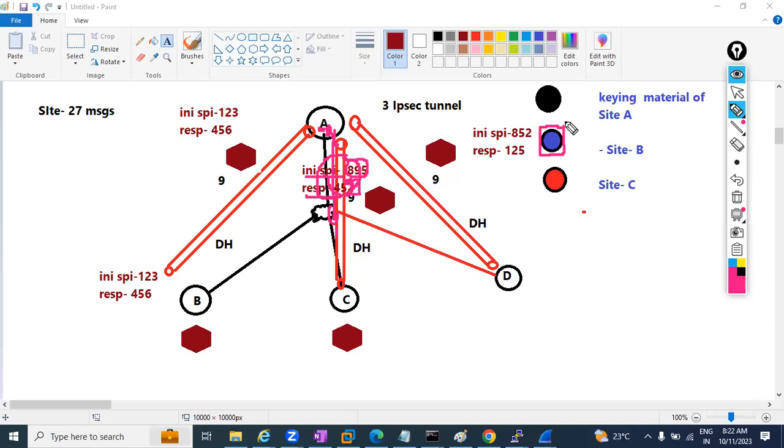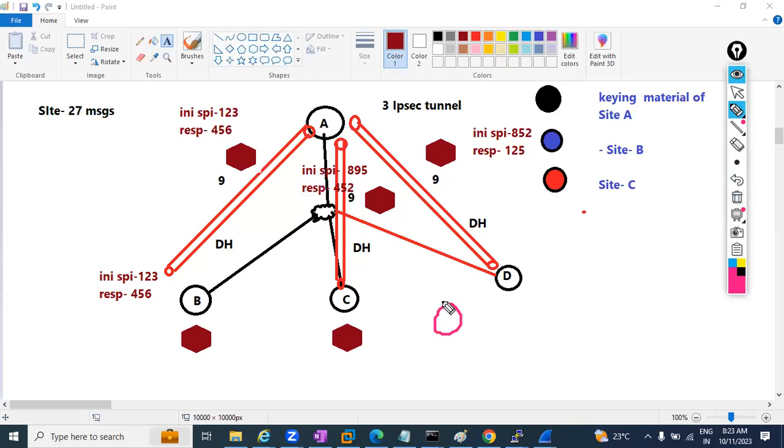Okay, so the overall question is, in the previous class, we discussed what SPI is: initiator SPI, responder SPI, and how it is calculated. But we haven't discussed why it is used. So today the answer is that it is able to differentiate. If a particular site A has multiple tunnels, then that site would use the SPI value to identify the incoming traffic from the specific tunnel. So this is the use of initiator SPI.